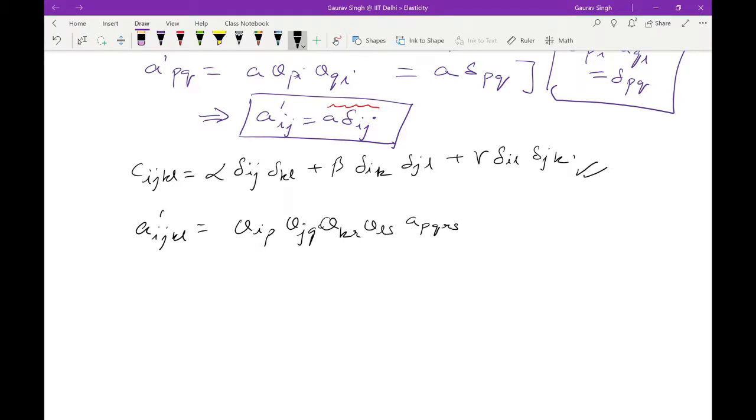Now this is the so-called old fourth order tensor, and this is the transformed value. We want to write this given form as A_pqrs. So what would that be? A_pqrs is equal to alpha delta pq delta rs plus beta delta pr delta qs plus gamma delta ps delta qr. Now we want to plug this in over here.